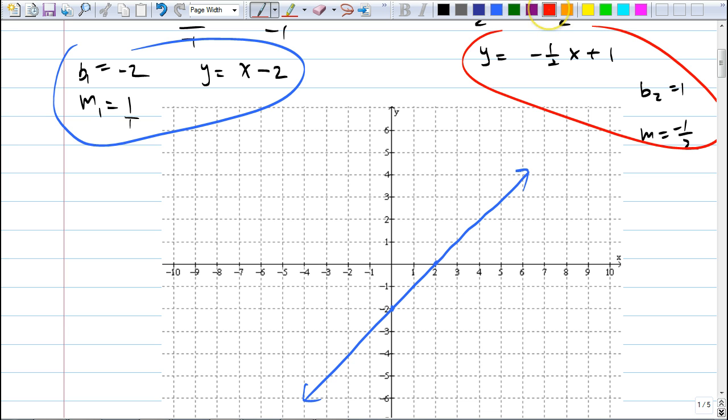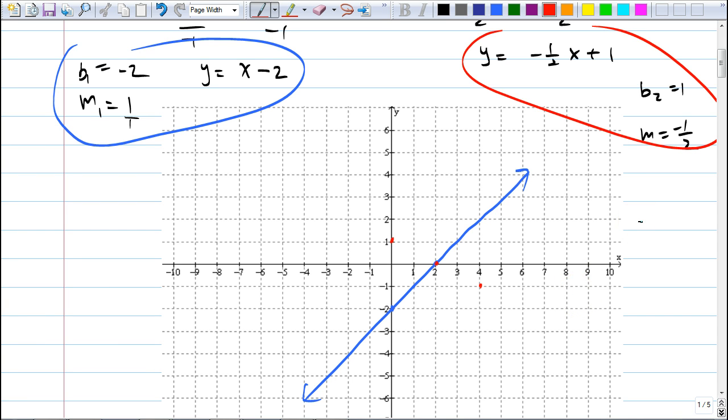The second equation, somebody tell me what to do. How about Angel? What do I do? I start at 1. Good, that's the y-intercept, right? And then what? What's my slope? -1/2, which means -1 over +2. So I go down 1, right 2. And as you can see, down 1, right 2. I could do that again. As you can see, the two lines will intersect at (2, 0).